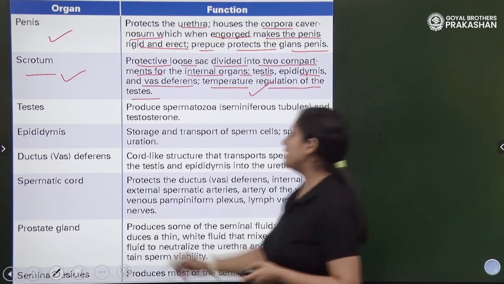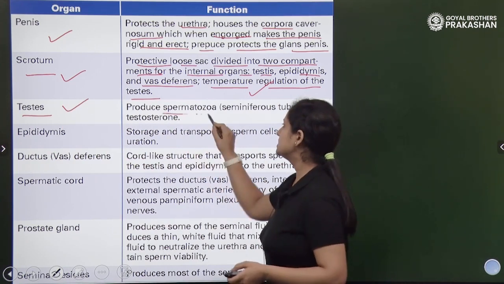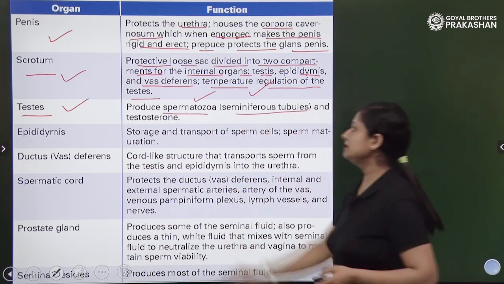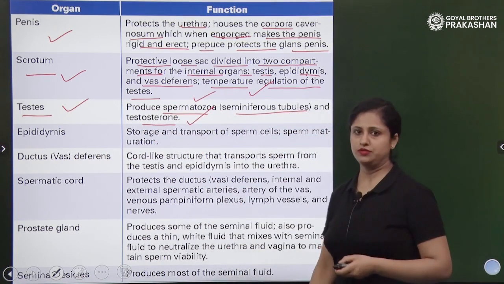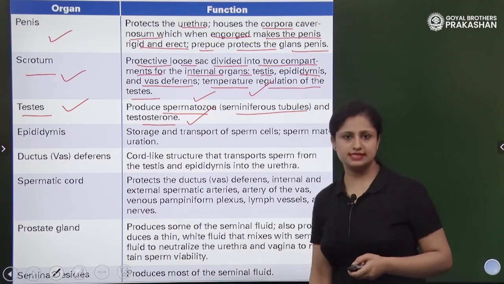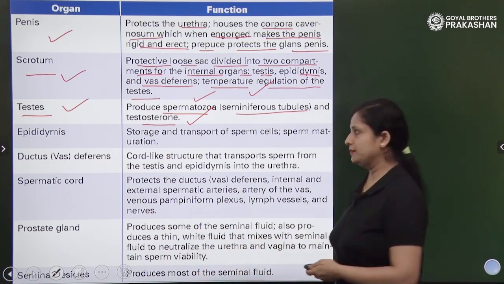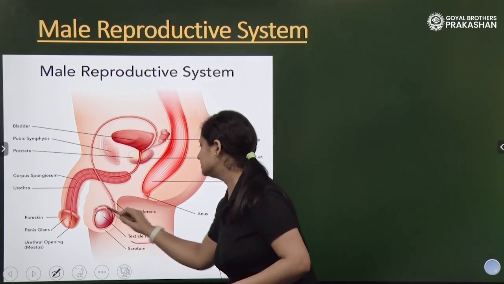Now come to another part, that is testes. So testes produce spermatozoa in seminiferous tubules and testosterone. Testosterone is a hormone which is produced by the testes. Let's see the testes part in diagram. So testes or testicles are this part.